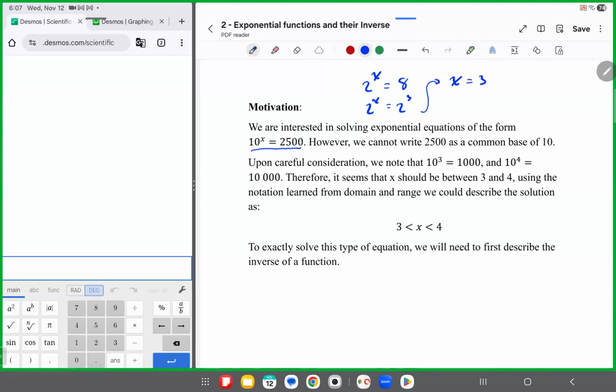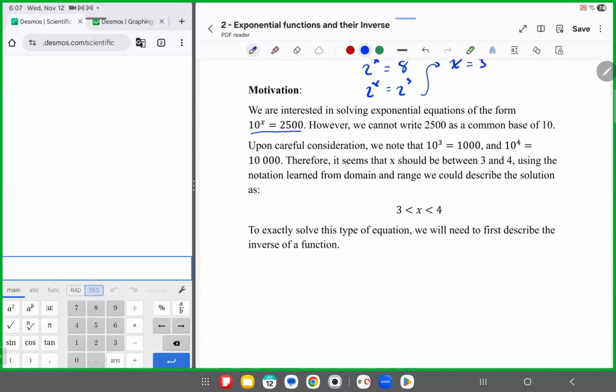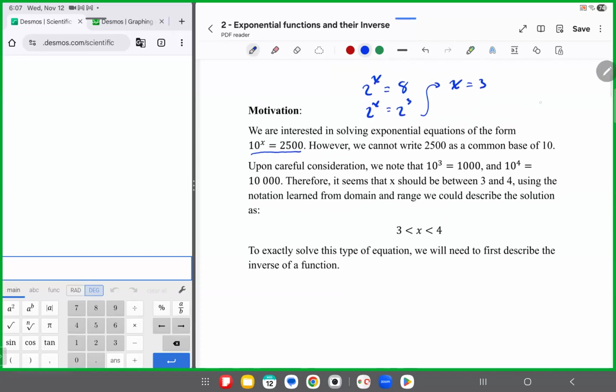However, for these kinds of equations we're trying to solve, of the form 10 to the power of x equals 2500, we can't write 2500 with a base of 10. And so we need to figure out a different method for solving these.